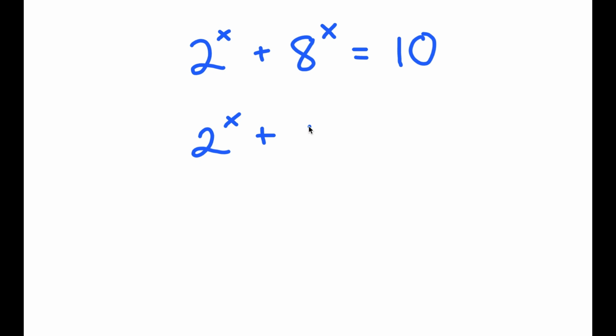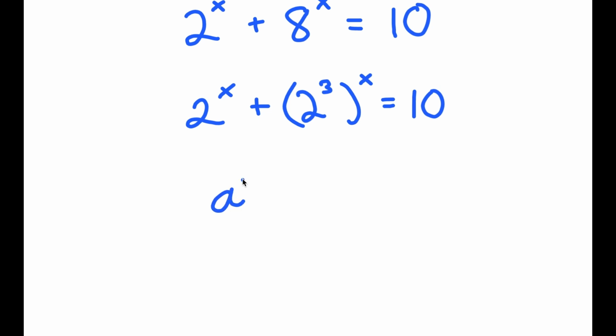Alright, so in this video, I'm going to solve the equation 2 to the power of x plus 8 to the power of x is equal to 10. So to solve this, I'm going to first start by rewriting this as 2 to the power of x plus 2 to the power of 3 to the power of x is equal to 10.